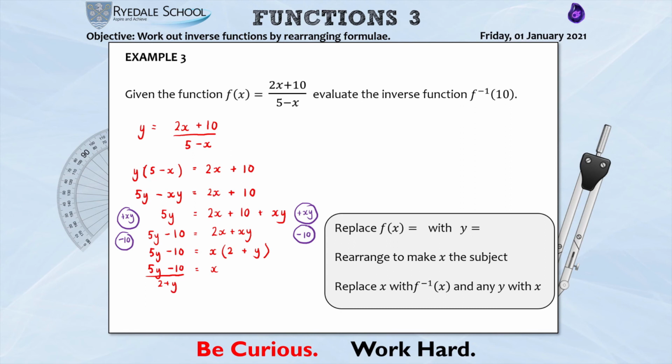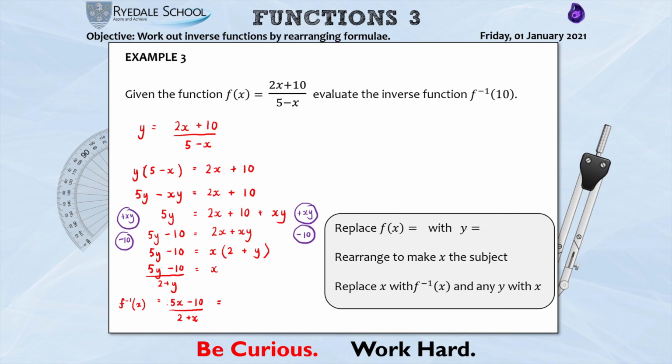Now let's set up the inverse function. So the inverse function, remember I'm swapping that for this. And any y's I need to replace with x's. So it's (5x take away 10) over (2 plus x). And it asks us to evaluate the inverse function, f⁻¹(10). So let's try doing this.